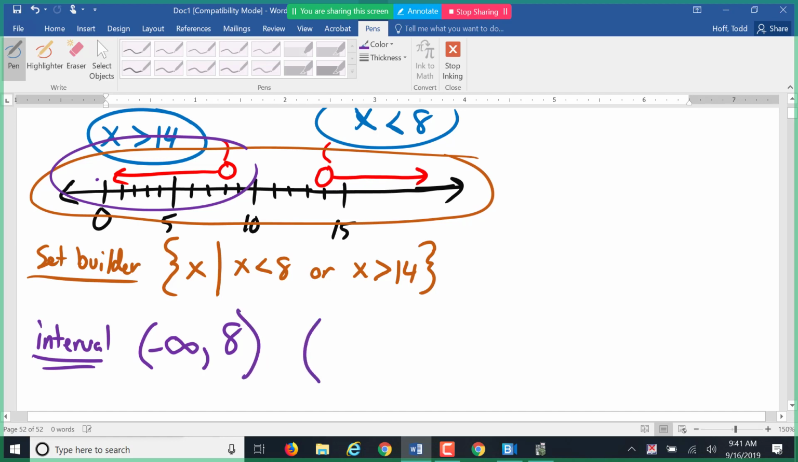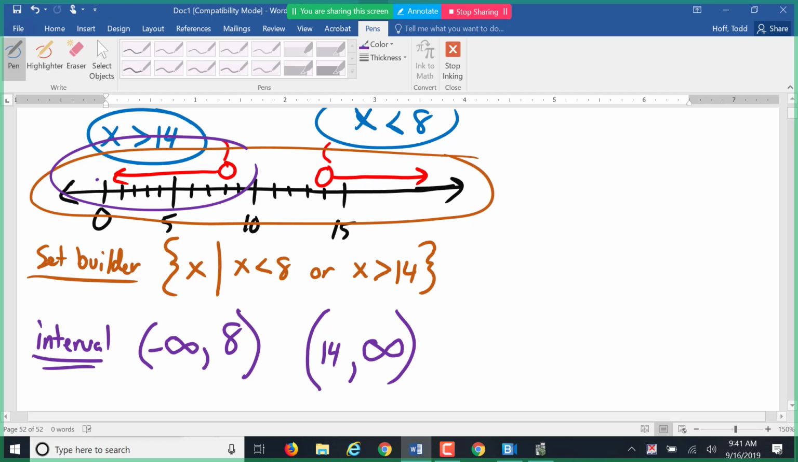Then it also goes from 14, again a round bracket because it's greater than 14. Remember, if it was greater than or equal to, it would be a square bracket, which includes the 14, but it does not include it, so use the round bracket. And greater than 14 means you go from 14 to positive infinity, like that.